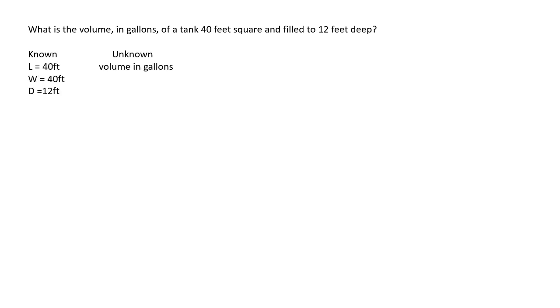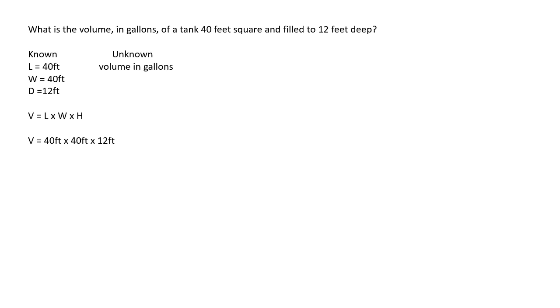So again, 40 feet square means it's 40 foot long by 40 foot wide, a depth of 12 feet, and we're looking for the volume in gallons. We're still using the same formula. Volume is equal to length times width times height. The units of measurement are already in feet, so we can plug them in. 40 feet times 40 feet times 12 feet.